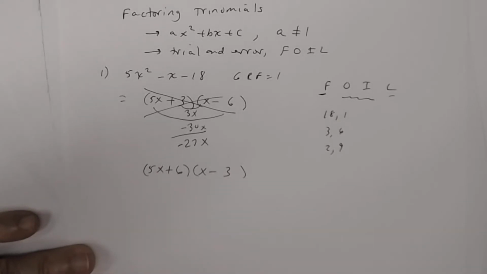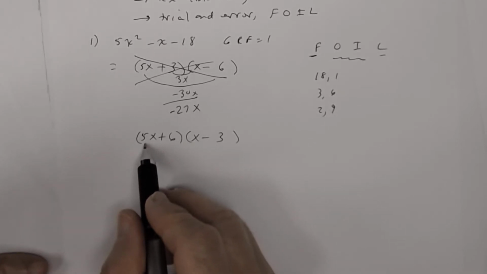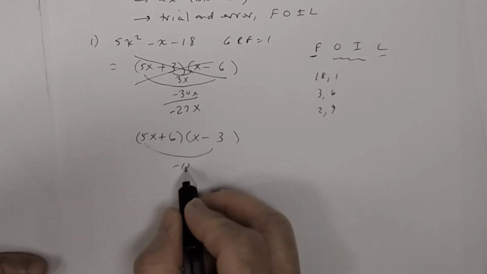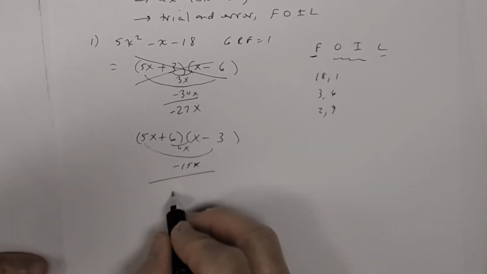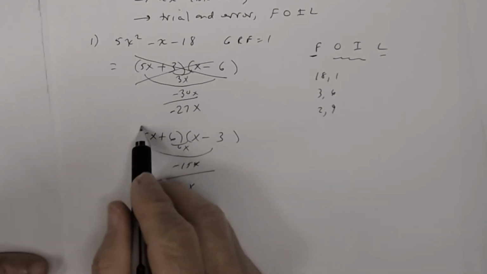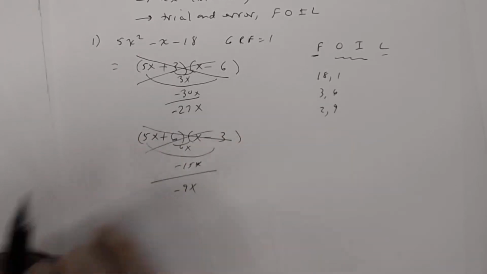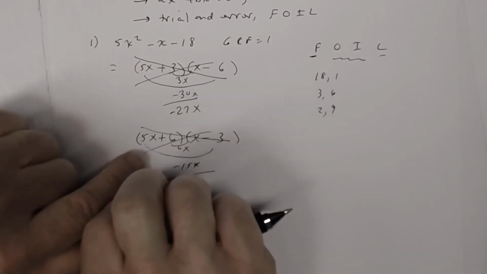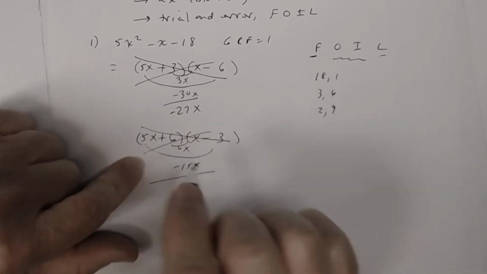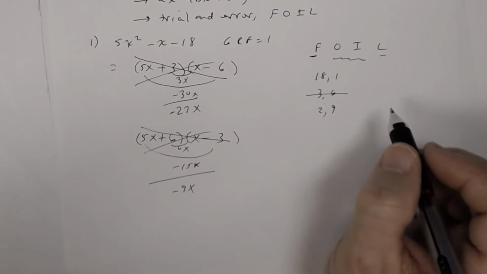See what happens. Right away look at your outer and your inner. What's the outer? Negative 15x. What's the inner? 6x. What do you get when I add those up? Negative 9x. You know that didn't work, right? So 3 and 6 doesn't work, probably because I exhausted all possibilities, right? And 5x squared is prime. So I've exhausted all possibilities. So I know that 5 and 6 will not be the ones I need.